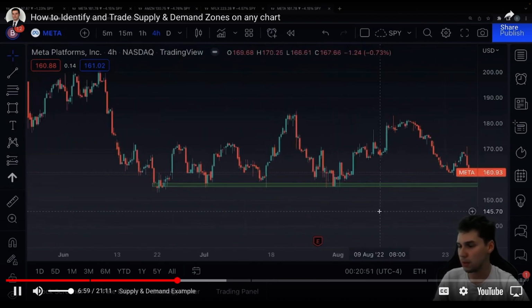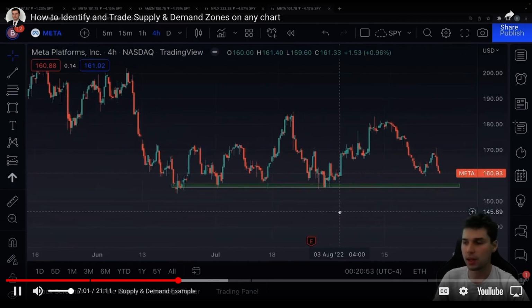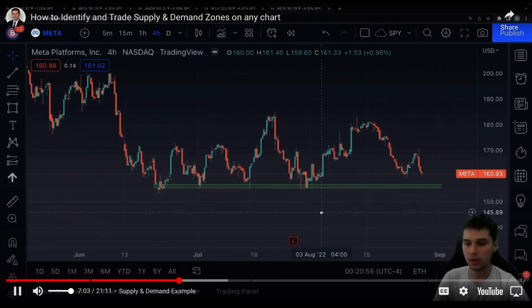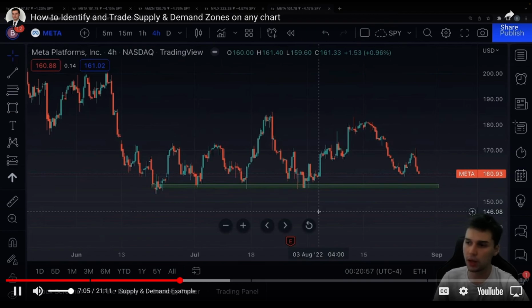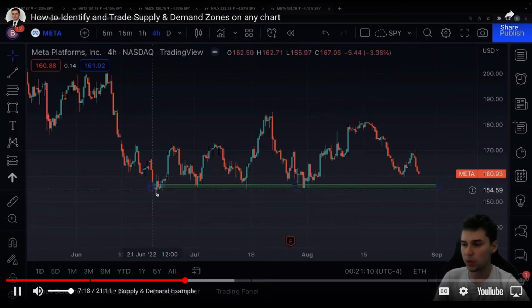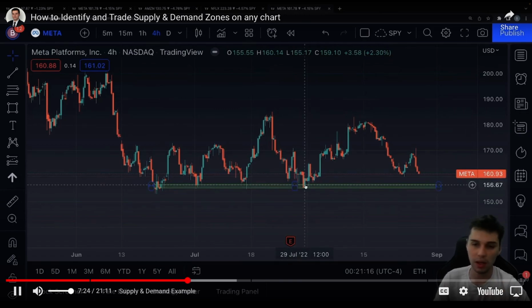Now, before I show you how I would have traded this, I want to draw a supply zone. So definitely pause the video right now and see if you can identify a few supply zones on Meta. And I do want to say this, there's always going to be multiple supply zones and multiple demand zones. It's about looking for the area that has the most respected price action, which is going to be your strongest, most notable and important demand zones or supply zones.